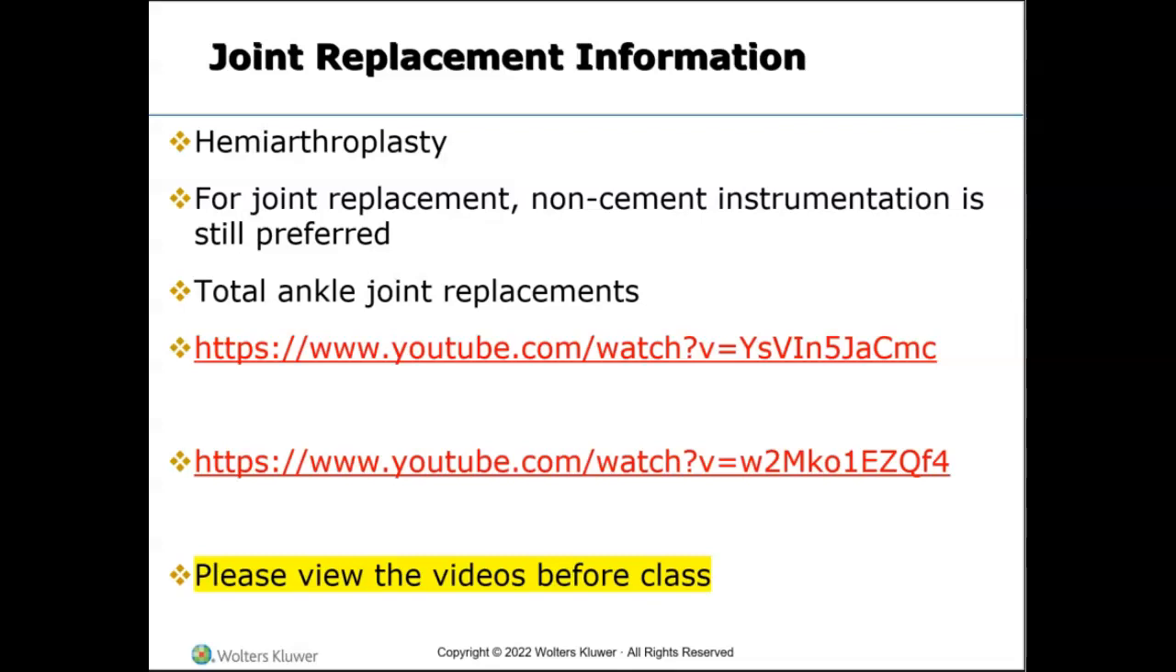Hemiarthroplasty replaces only the ball of the femur. Total ankle joint replacements are becoming more popular. The joint is fitted into the tibia and the foot. It has a plastic ball bearing that acts as a shock absorber, and it allows full range of motion, right? They'll put the incision in the anterior of the ankle.